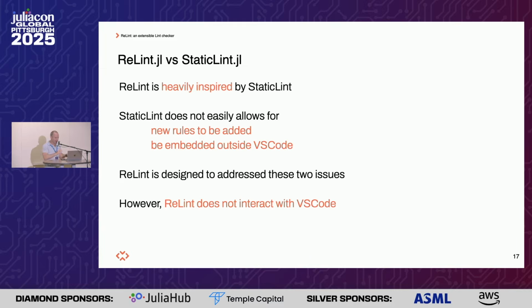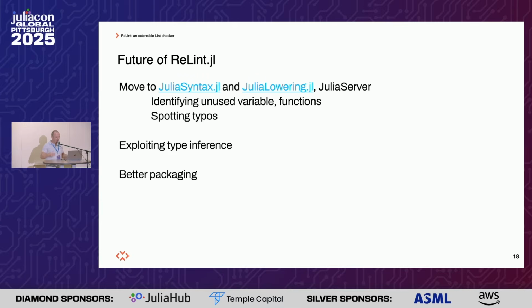On the other hand, ReLint does not really interact with VS Code, obviously. It could, but we haven't made that a priority right now. I discussed ReLint with some of you, and you gave me nice feedback. Maybe I can consider using JuliaSyntax or Julia lowering or the Julia language server. That would be fantastic, and I'm very happy to discuss that further.